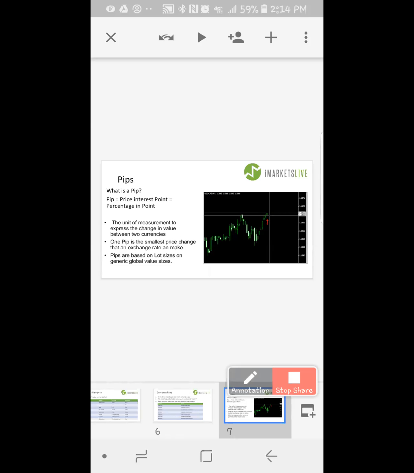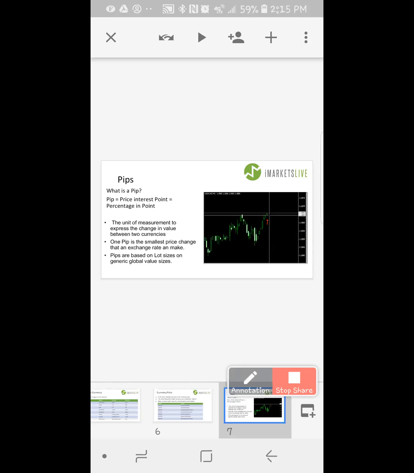So what is a pip? A pip is the price interest point percentage in points. The unit of measurement to express the change in value between two currencies. One pip is the smallest price change that an exchange rate can make. That's okay though. You guys get it. And pips are based on lot sizes on generic global value sizes.